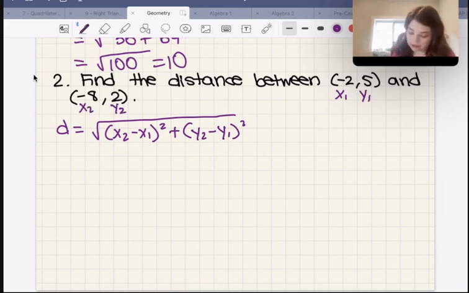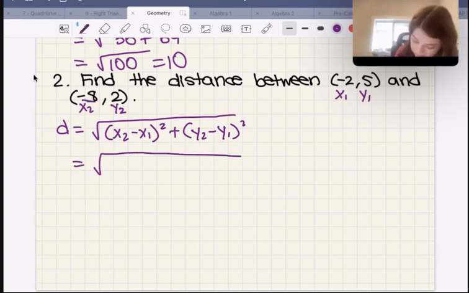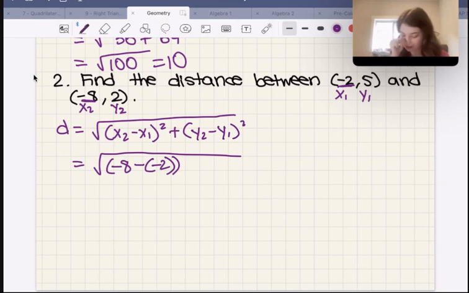Okay, so let's start with what is x2? Well, x2 is negative 8. And then we have minus x1, which is -2. So it's going to be minus -2. So don't forget that we have the minus sign originally because that's part of the equation. And then we have another minus sign because x1 itself is a negative number. So it's -8 minus -2 squared. And then for this one, it's y2 minus y1 squared. So y2 is 2 minus y1, which is 5 squared.